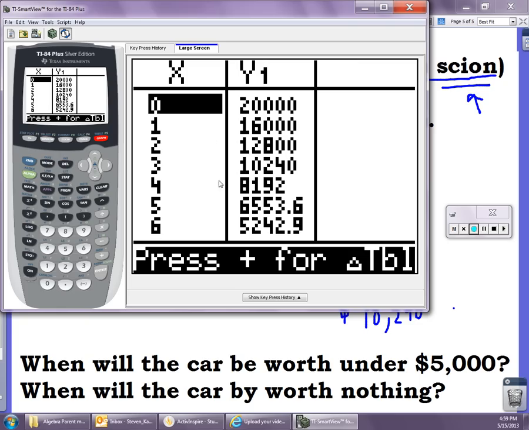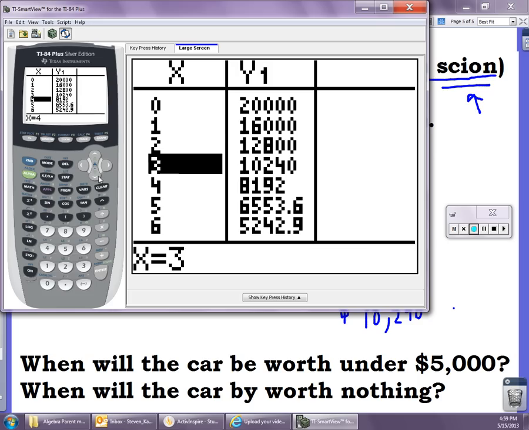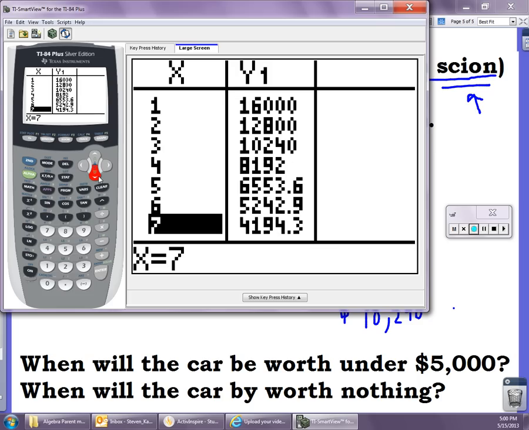And we can see this is the number of years, this is the cost of the car. So when will it hit $5,000? In the 6th year, it's actually worth $5,242. And as I scroll down, you can see that the 7th year should dip under that. So it's not really worth under $5,000 until after the 6th year. So that's what I would write, after the 6th year, because in the 6th year, it's actually worth more than $5,000. So you could either say in the 7th year or after the 6th year. And that's how you do those problems.